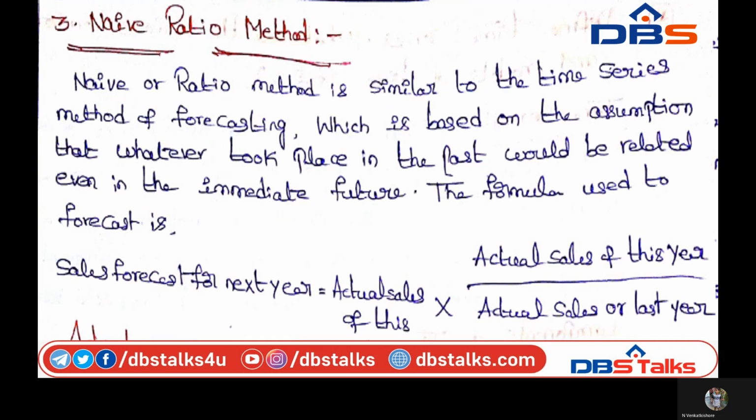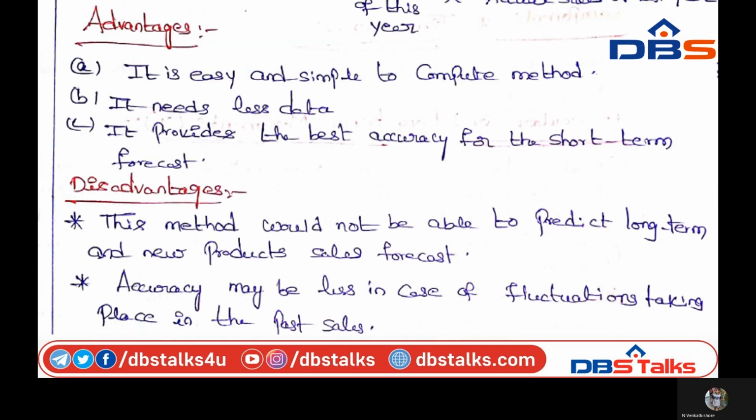Then what is the naive ratio? This method is similar to the time series method, but is based on the assumption that what happened in the past will be related to the immediate future also. The formula used for forecasting sales with the naive method is: forecast sales equals actual sales of this year times actual sales of this year by actual sales of last year, so the actual sales of the past.